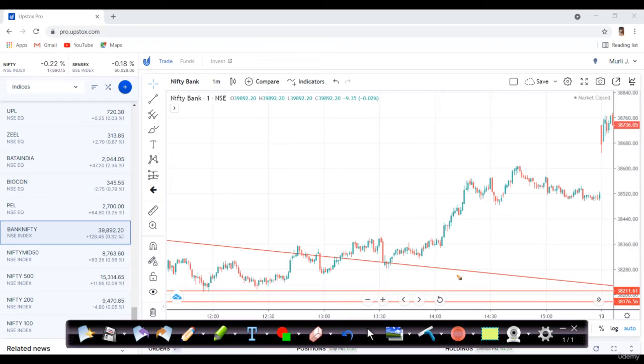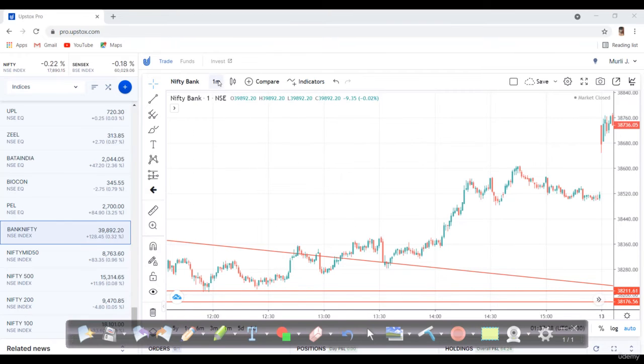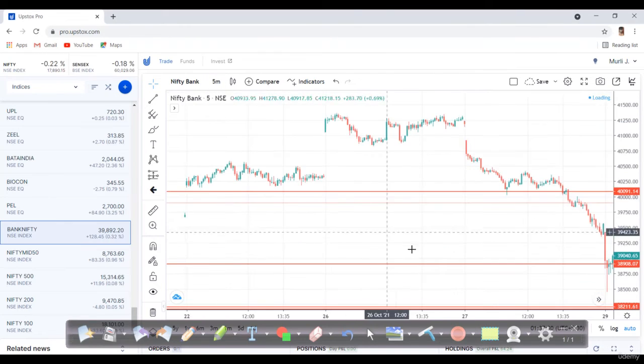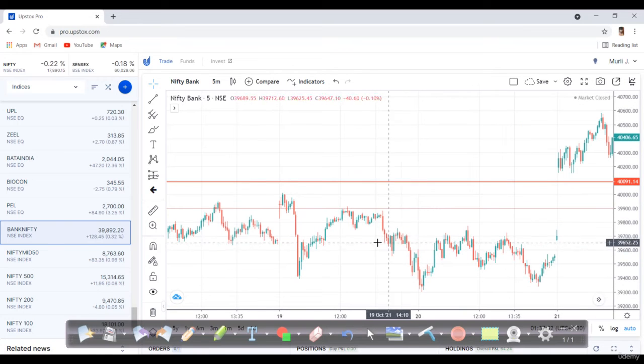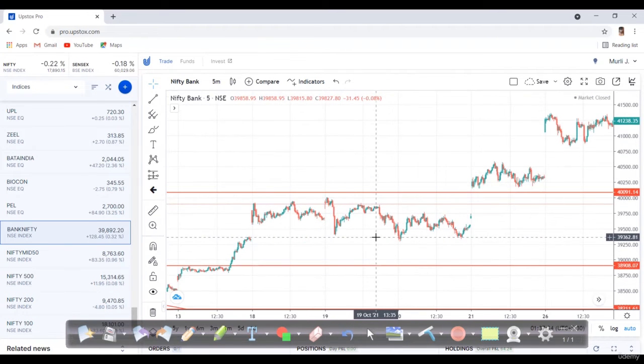Now again the same question arises, which time frame will it work on? Within 1 minute and 5 minutes, we need to wait for the retest, but within 10 minutes we need to check the candle open and close. Let me show you. Within 1 minute I already discussed. If I click on 5 minutes, let me find the pattern again which I marked.